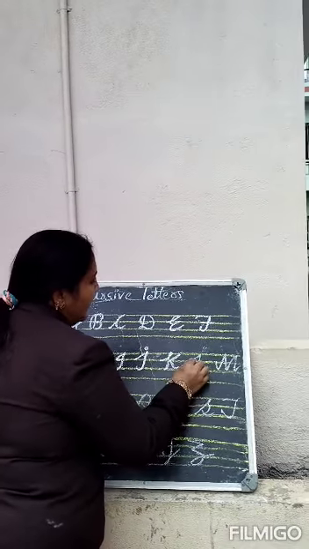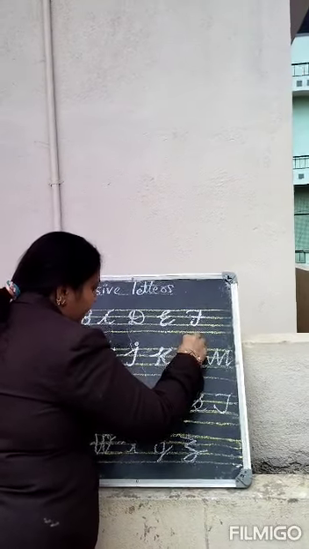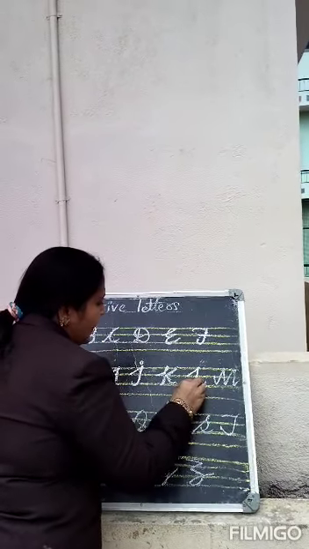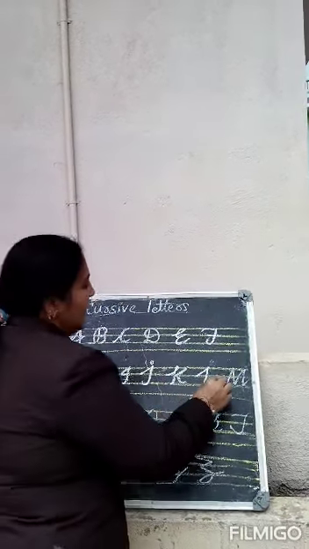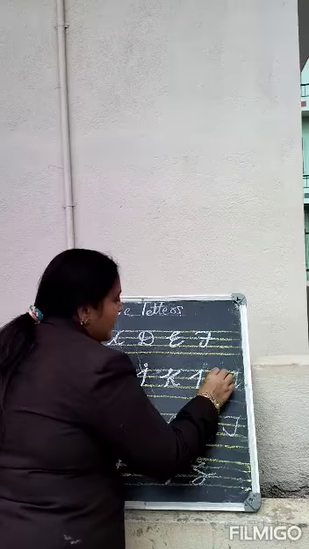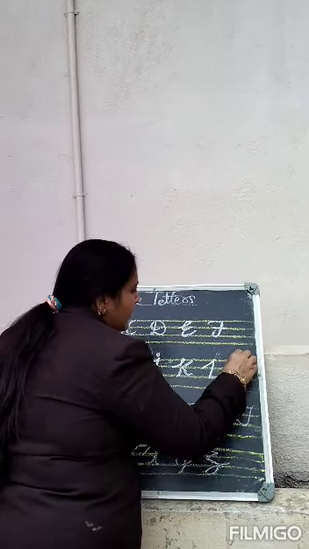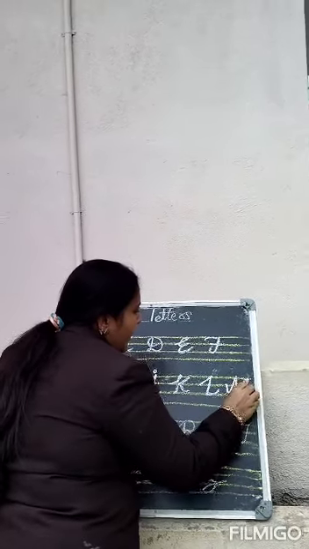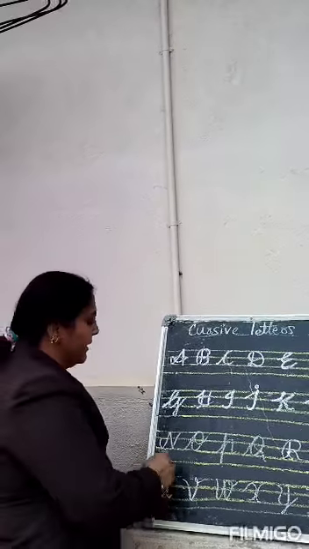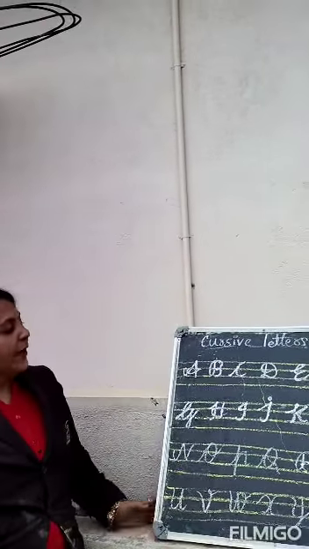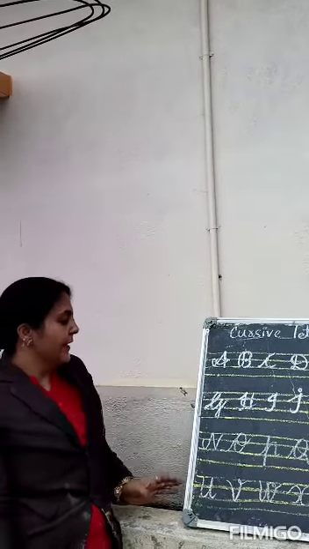Then L, again we have to touch the second line to the upper line, then the third line, L will be like this. Then here, second line, M. Okay, children? I hope you all are understanding. Just you have to look carefully, and you should trace the same way. I hope you all are writing.